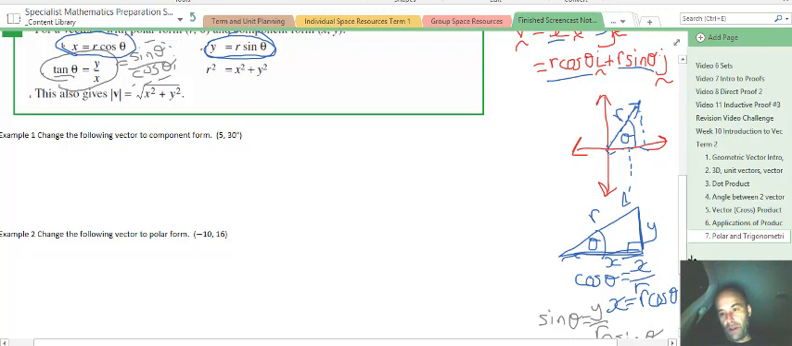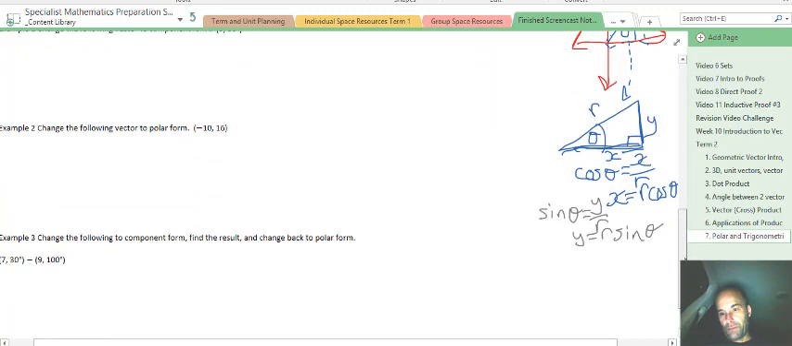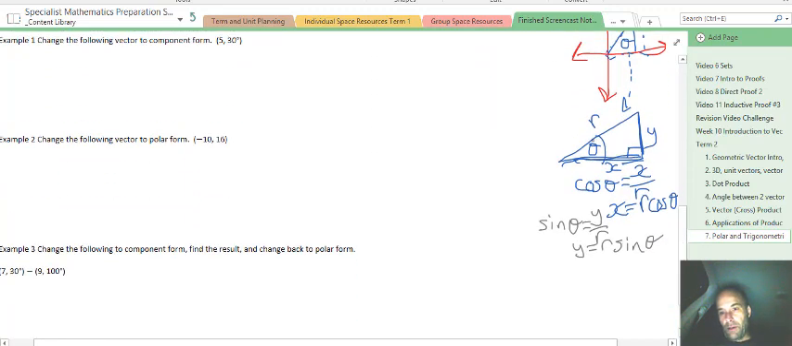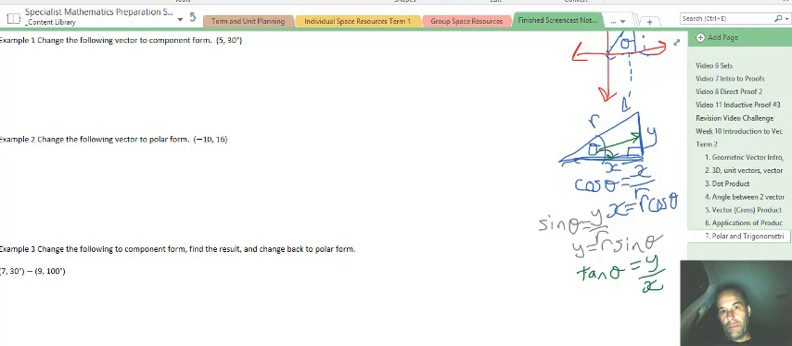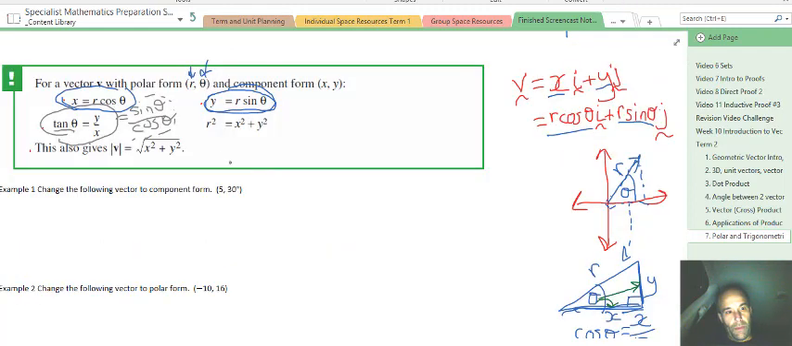How do we get tan theta equals y over x? Well, if we have a look, starting again at theta, tan is opposite over adjacent, which is y over x. So tan theta is y over x directly. The same result as last time.